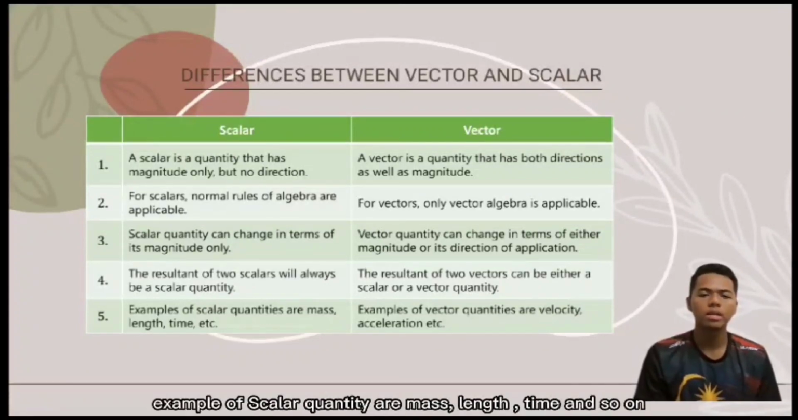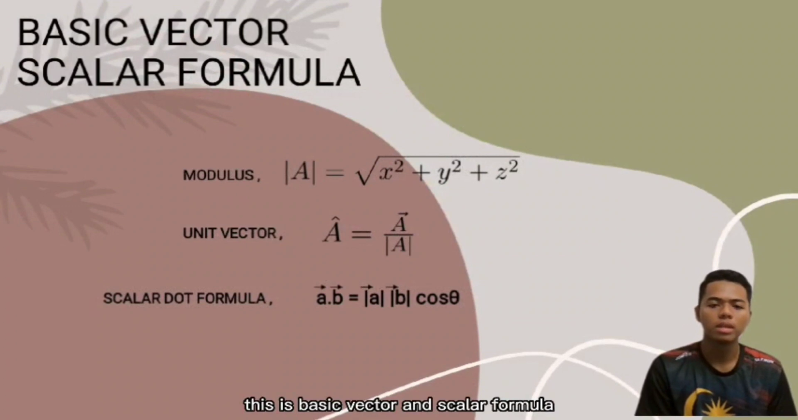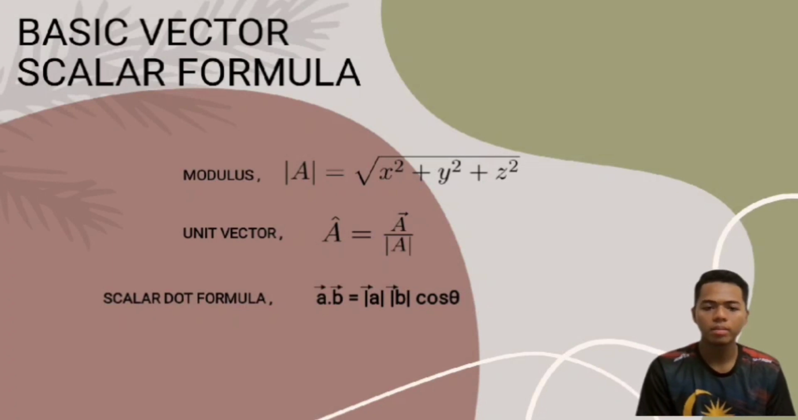Examples of scalar quantities are mass, length, time, and so on. Examples of vector quantities are velocity and acceleration. Next is the basic vector and scalar formulas. First is modulus, or magnitude, which is the square root of x squared plus y squared plus z squared. Second is unit vector, equal to the vector divided by its magnitude. Third is the scalar dot product formula. This is vector A dot vector B equal to magnitude A times magnitude B times cos theta.